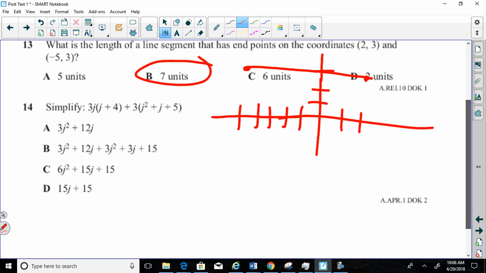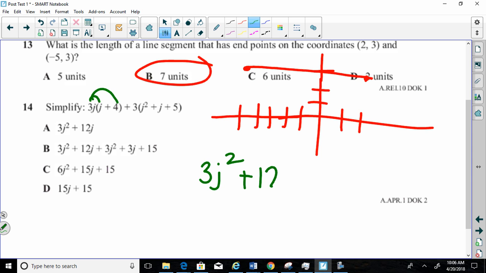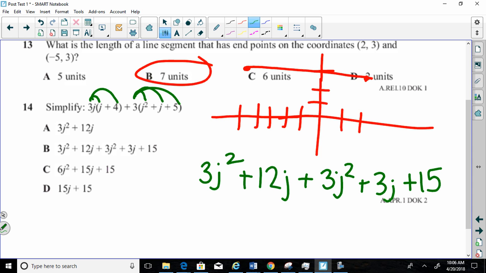All right, next one. What do I do here? Distribute. What's 3j times j? 3j squared. 3j times 4? 12j. 3j squared. 3 times j? 3j. And 3 times 5? 15. Then what do I do?